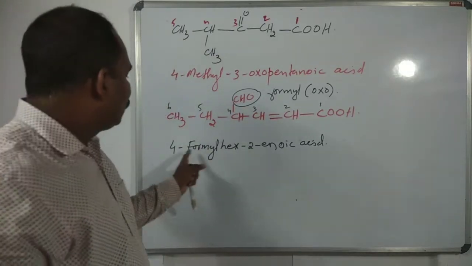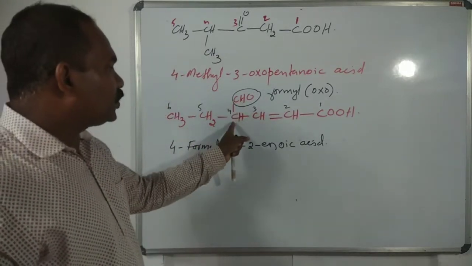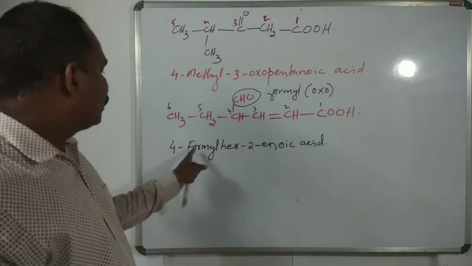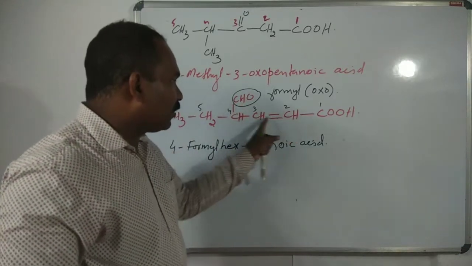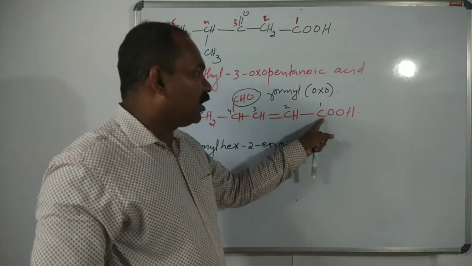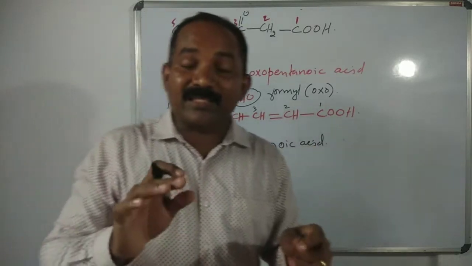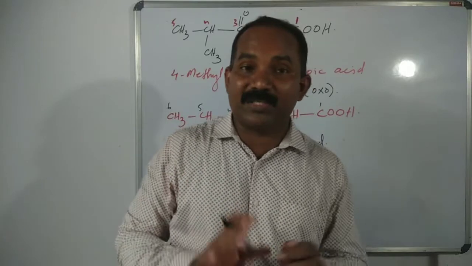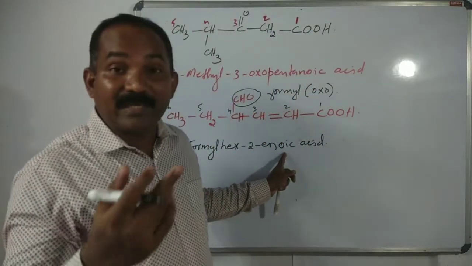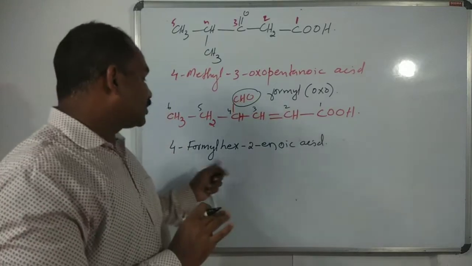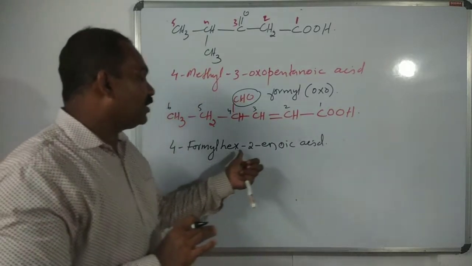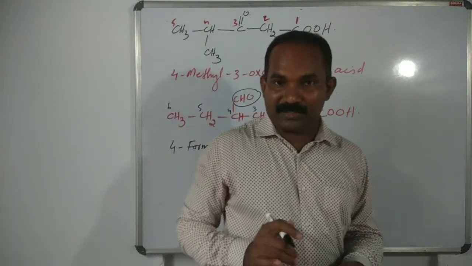4-formyl, fourth position, formyl group. Then second position, double bond, and COOH is always at the first position. That's why we do not mention the position of the COOH group. So that's why the name is 4-formylhex-2-enoic acid.